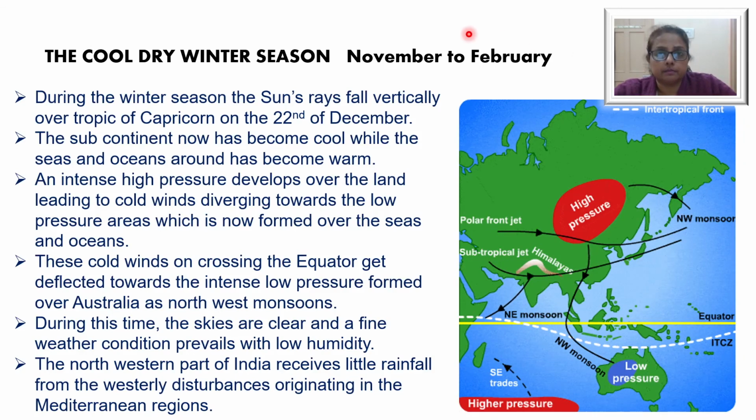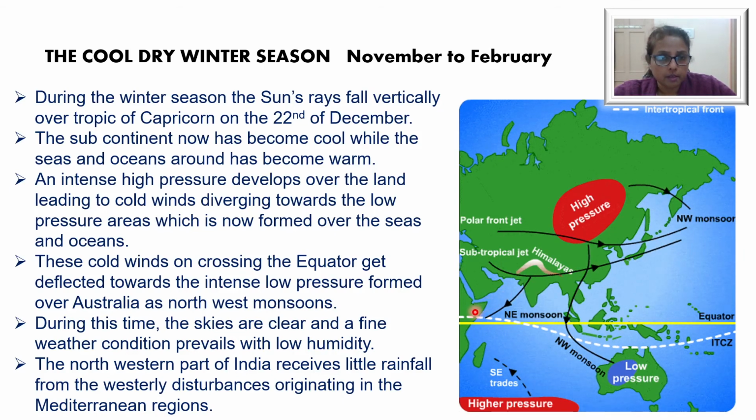The cool dry season extends from November to February. During this time, the winter season has started to approach because the rays of the sun are now falling vertically over the Tropic of Capricorn. The subcontinent has now become cool and a high pressure has developed over it. This intense high pressure leads to cold winds which begin to diverge towards the low pressure areas which are now on the seas and oceans.